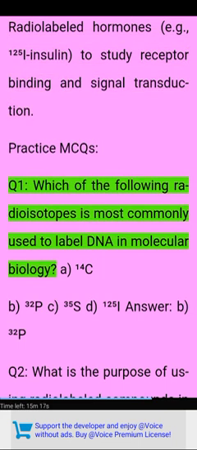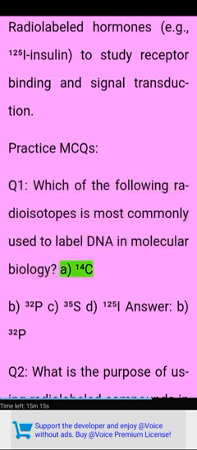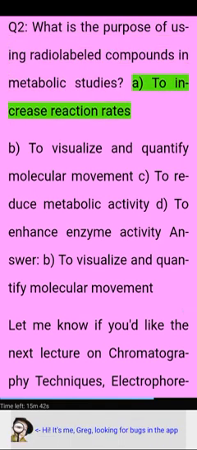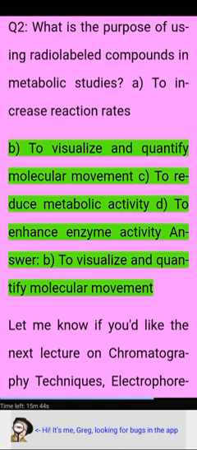Practice MCQs. Q1, which of the following radioisotopes is most commonly used to label DNA in molecular biology? A, ¹⁴C. B, ³²P. C, ³H. D, ³⁵S. E, ¹²⁵I. Answer: B, ³²P. Q2, what is the purpose of using radiolabeled compounds in metabolic studies? A, to increase reaction rates. B, to visualize and quantify molecular movement. C, to reduce metabolic activity. D, to enhance enzyme activity. Answer: B, to visualize and quantify molecular movement.